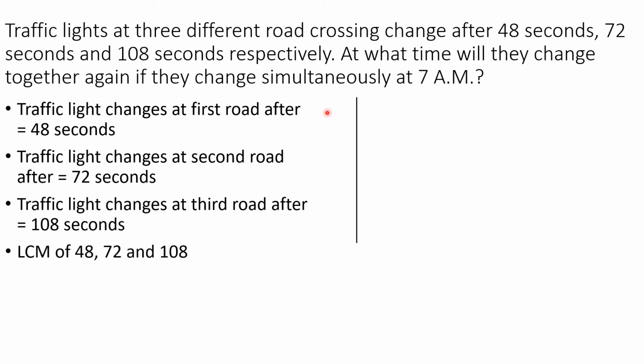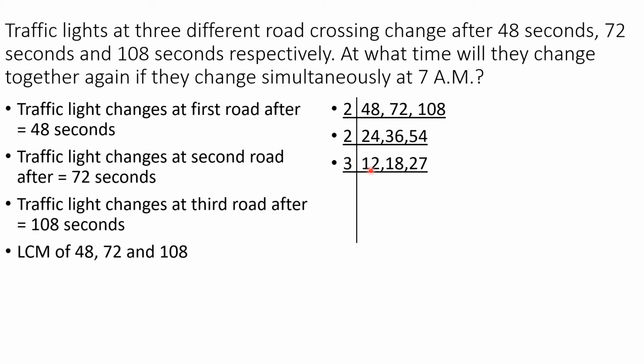It means LCM of 48, 72 and 108. I am using the continuous division method, common division method like this. So we know that 2 is a common divisor for all. We will divide it by 2: 2 24s are 48, 2 36s are 72, and 2 54s are 108. Again 2 is a common divisor, so we will divide again. 12, 18 and 27 will be left. Now 12, 18 and 27.